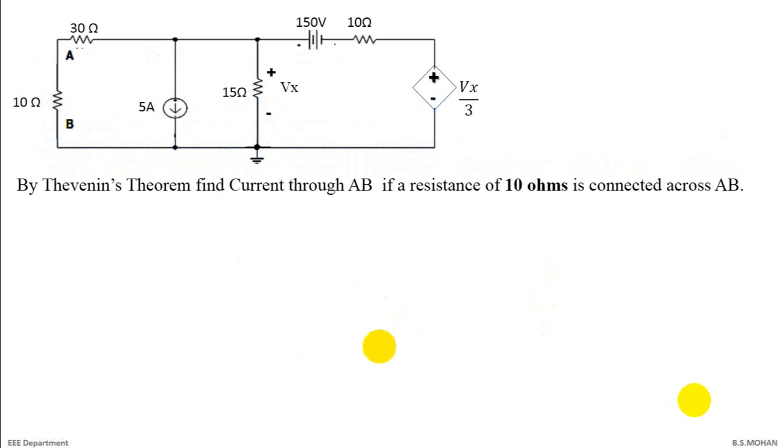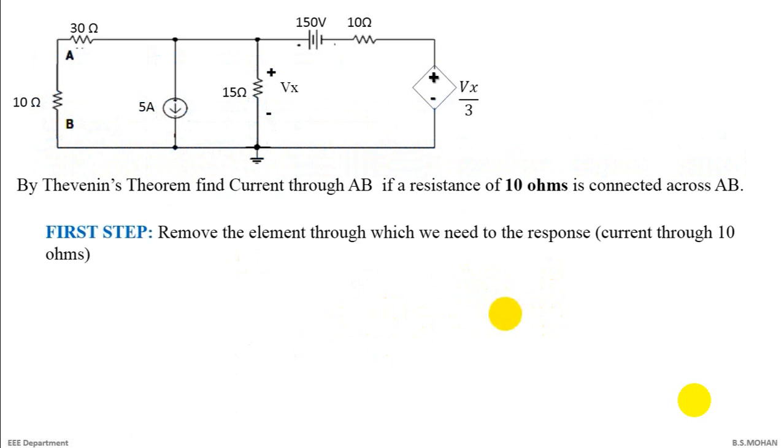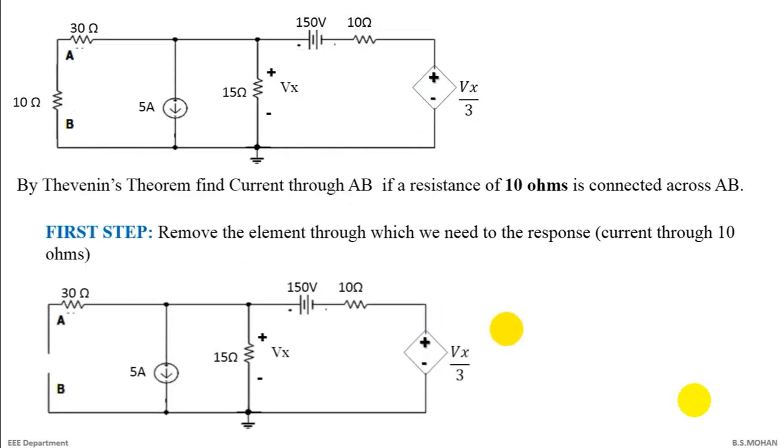the current through AB, that is, the current through 10 ohms, by Thevenin theorem, right? So first step, remove the element which we're supposed to find. Here in the question they've asked us to find the current through 10 ohm. So remove the 10 ohm and rewrite your circuit, because 10 ohm is called the load resistance. So henceforth I'll be calling the 10 ohm the load resistance for Thevenin or Norton theorem. So this is your first step.